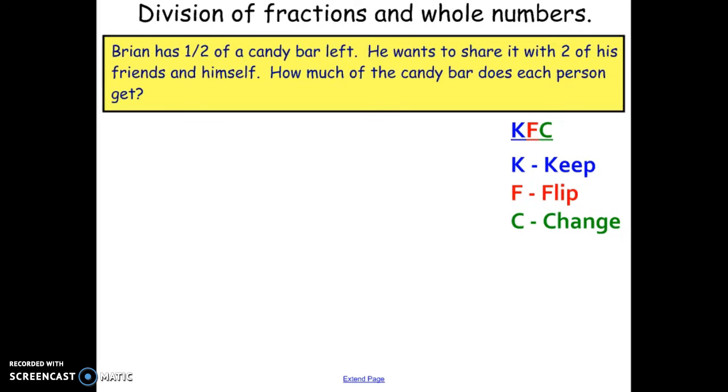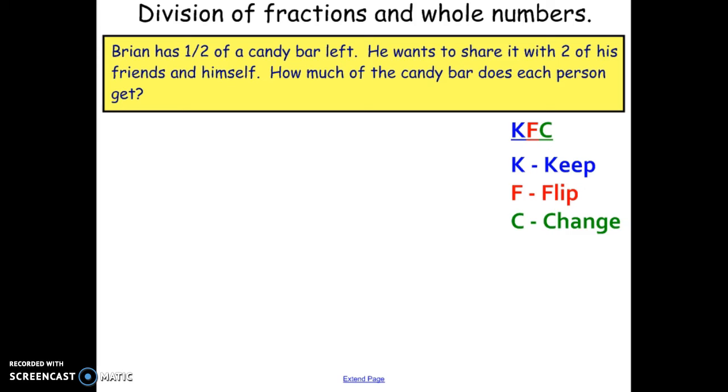Now we're given the second question. Brian has half of a candy bar left. He wants to share it with 2 of his friends and himself. How much of the candy bar does each person get? Well, really what we're looking for is how we're going to divide half of a candy bar among 3 people.